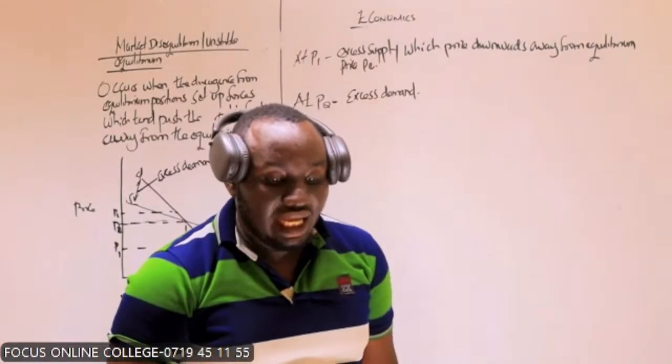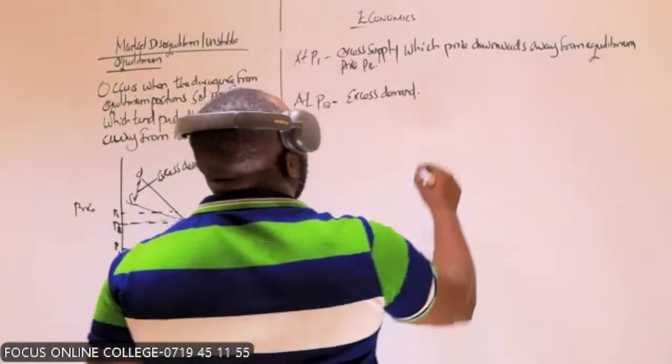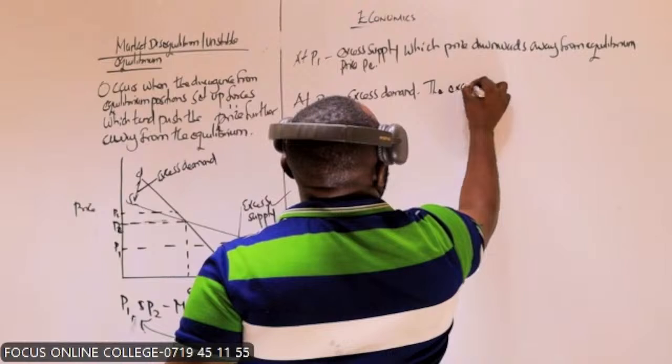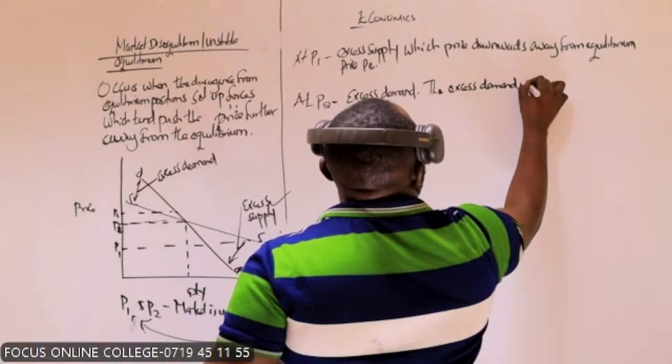At P2 we have what's called excess demand. I want us to dissect the main employment income, excess demand, and the composition of the main employment income.